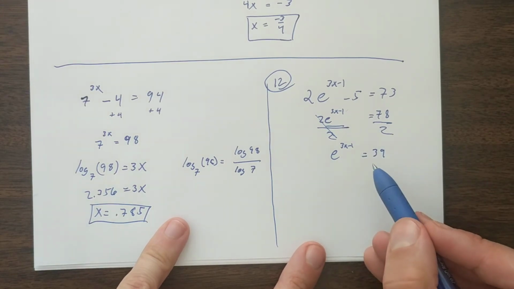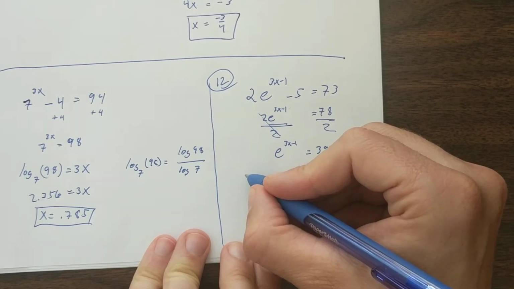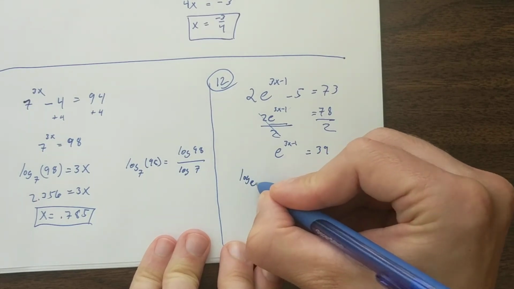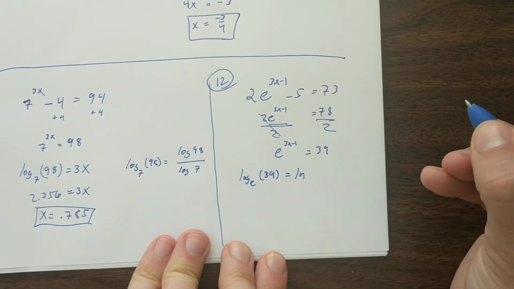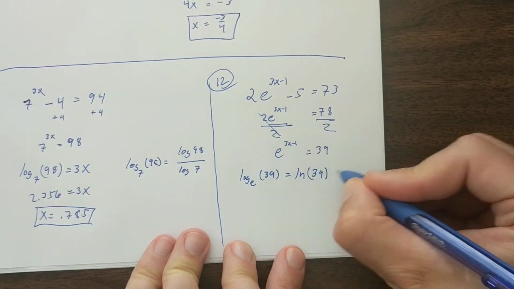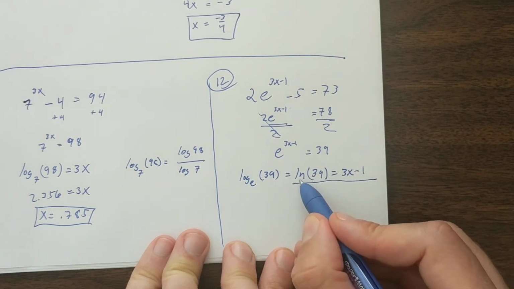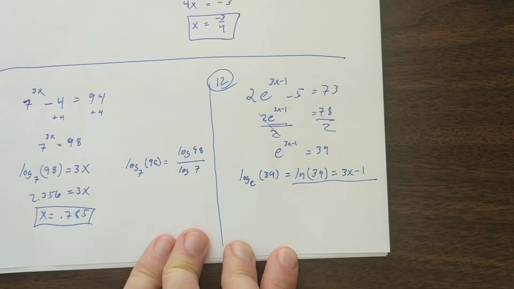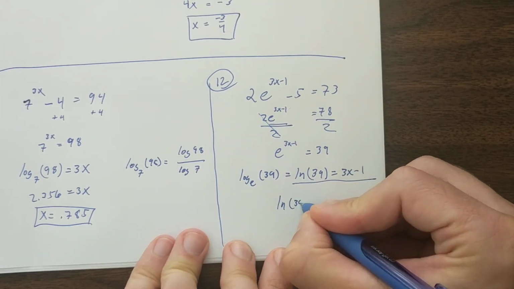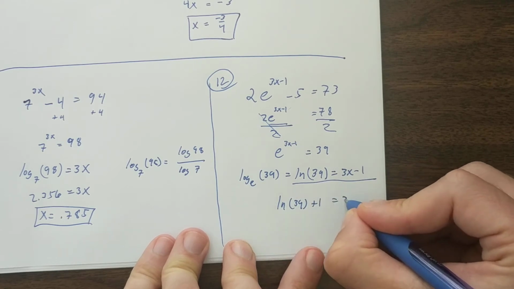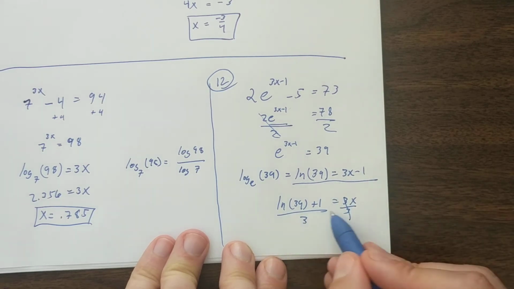And now I change this into a log. When I write this as a logarithm, this is log base e, but note that log base e of 39 can be written as the natural log of 39. And that's going to equal 3x minus 1. So remember, you can type it as the natural log of 39. I'm then going to have to add 1 to both sides. So natural log of 39 plus 1 equals 3x. Divide both sides by 3. And so that's what x is.